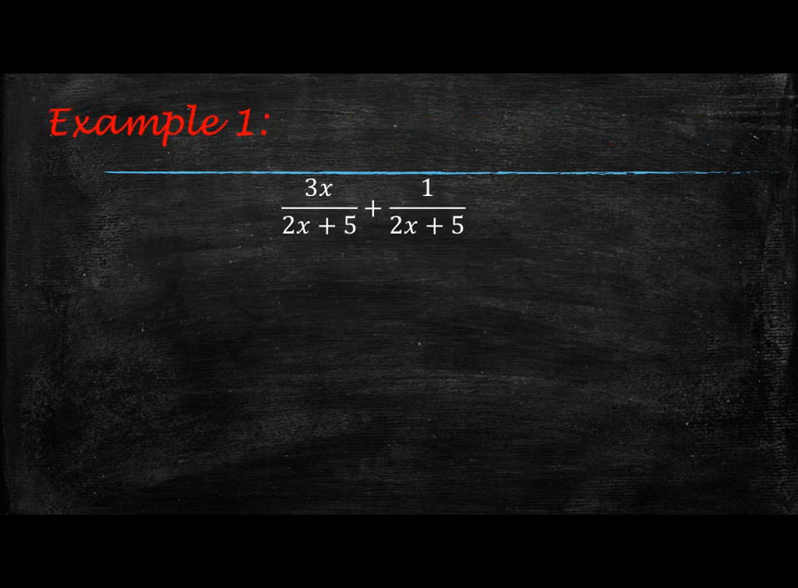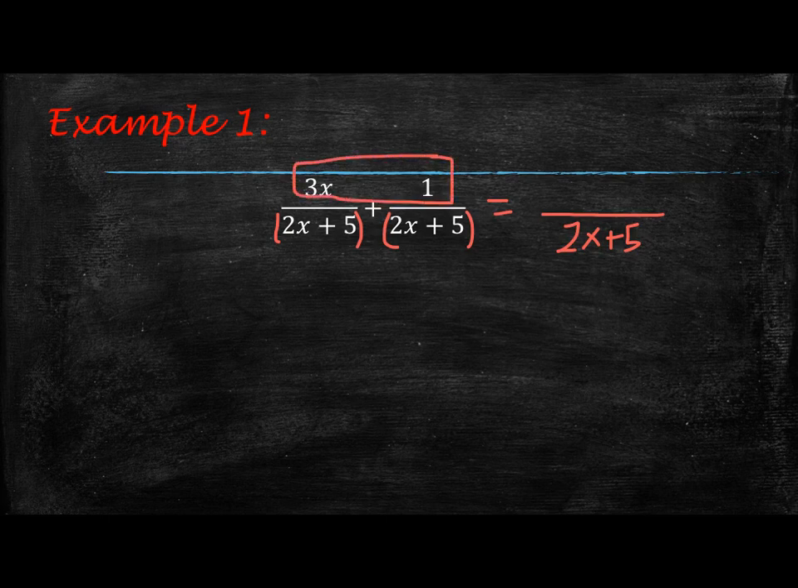In this first example, we're going to start off with something easy. As you can tell, we are adding here, and the denominators are the same. So 2x plus 5, 2x plus 5, those are common. That is a common denominator, so we don't have to do anything else with the denominator. Our common denominator will stay 2x plus 5, but now we're going to add together the numerators. So 3x plus 1. Now, if we can factor anything here at the end, then you would do that, but these are linear terms that cannot factor, and so that is your final answer.